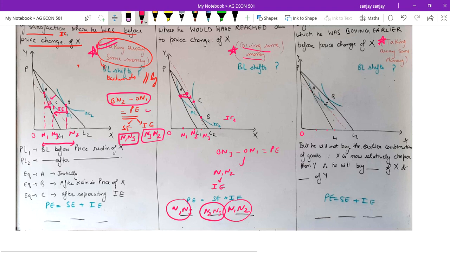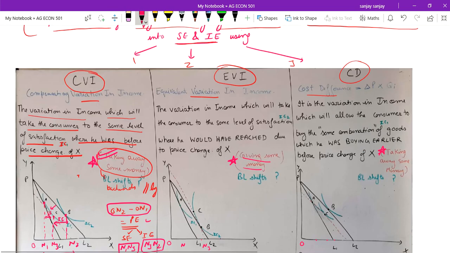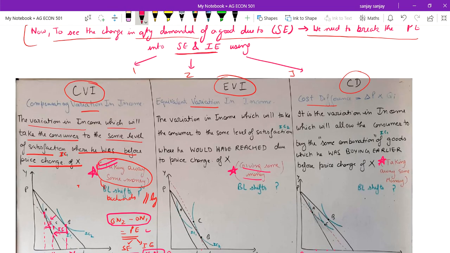Let's do it again so that it is understood. In this equivalent variation in income, we are going to give him money equal to, there is a reason behind these names, just wait a second. Equivalent variation in income is the variation in income which takes the consumer to the same level of satisfaction, that is IC2 in this case, where he would have reached due to the change in price of X.